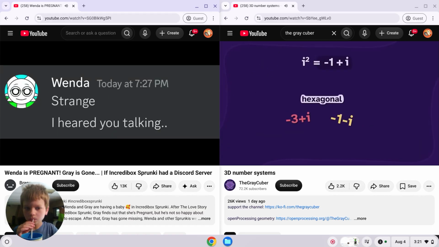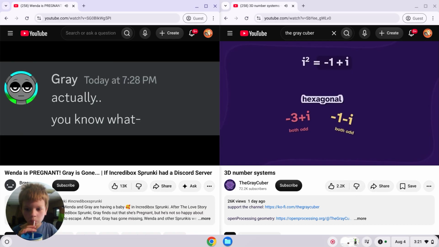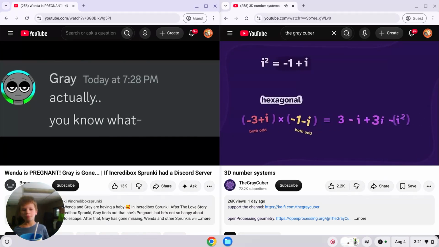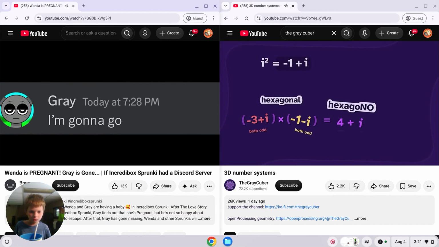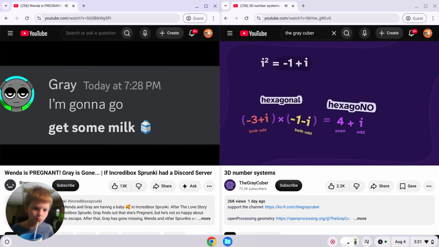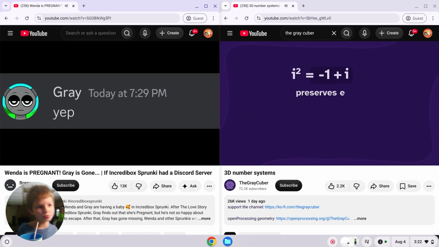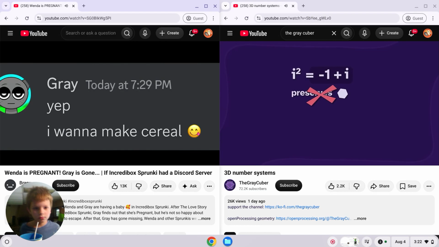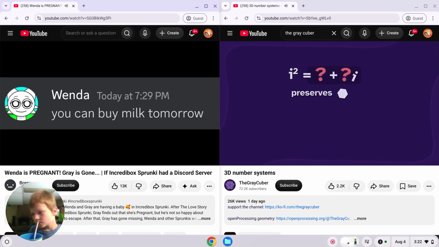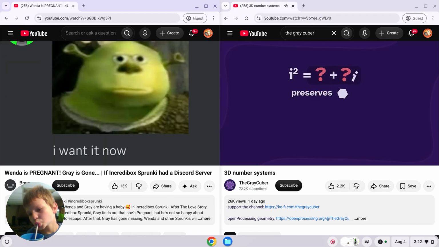These values are hexagonal. They're both odd. But their product is not hexagonal. It has odd and even. This definition preserves integers, but it does not preserve hexagons. So how do we preserve the hexagons?